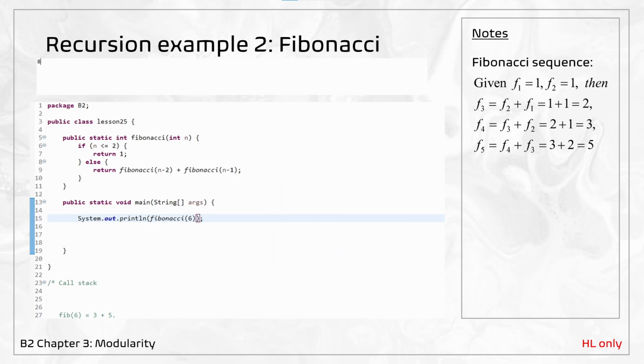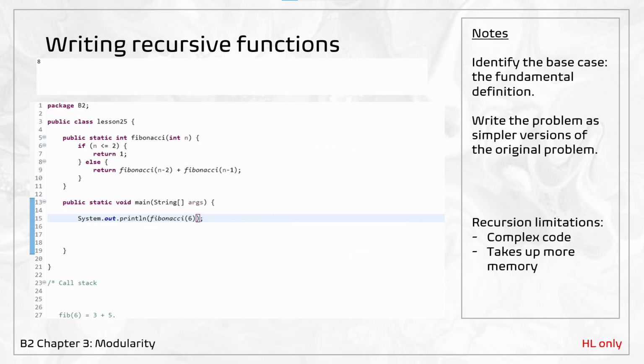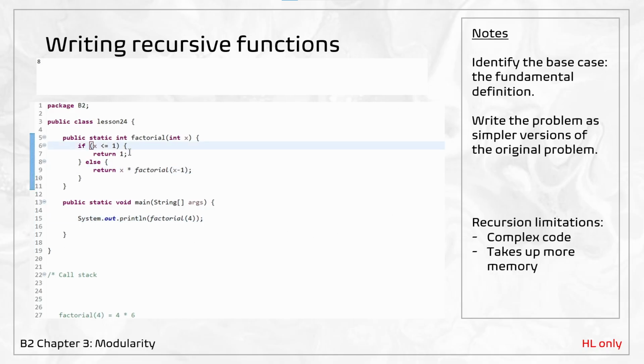There we go. When writing recursive algorithms, try doing these two things before writing any code. First, try identifying the base case. This is a fundamental definition for your problem. For example, in factorials, the fundamental definition is that 1 factorial equals 1, and in Fibonacci, it's that the first and second terms are 1.